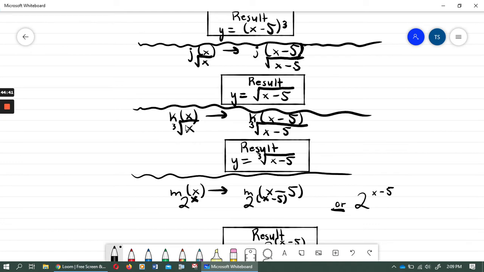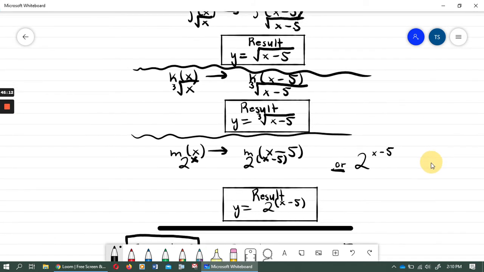In k of x, we've got the exact same pattern for the cube root. Again, the part that's inside of the function is the part that's up under the cube root, the part that you're taking the cube root of. So instead of it just being x up under the cube root, when you do this transformation on the inside, now you're going to have x minus 5, and that's going to be the result of how it's going to look after you translate it 5 units to the right.